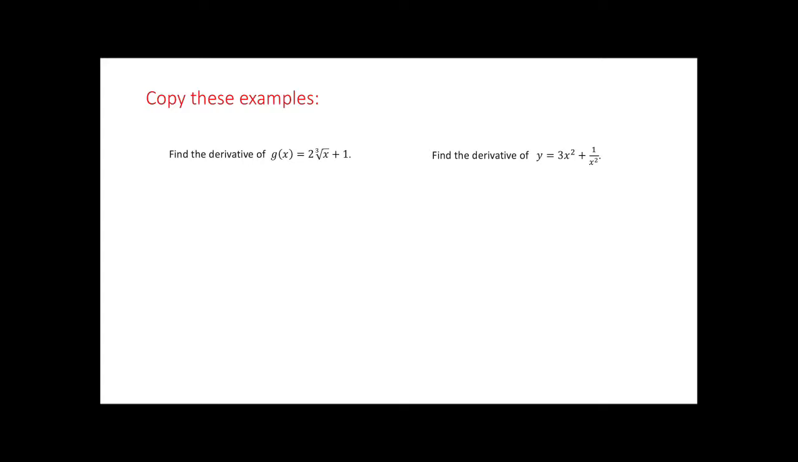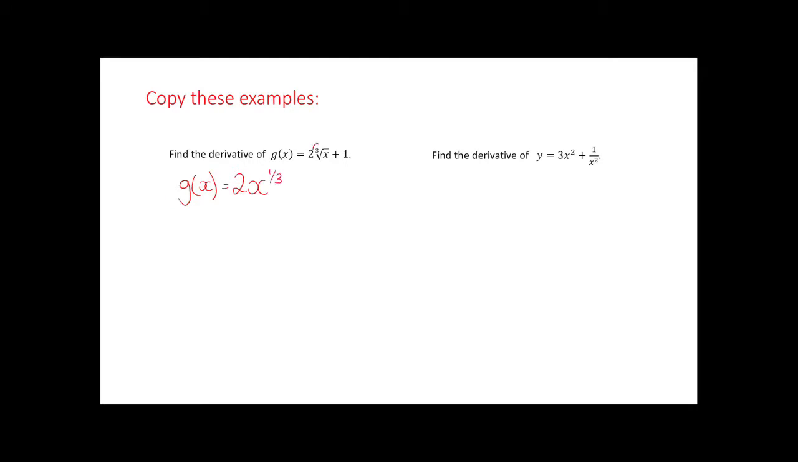So for this first example, we've got g of x equals 2 cubed root x plus 1. That cubed root of x isn't what we're used to, so we're going to have to manipulate that a little bit. Notice that our function this time is g of x, so you can treat that the same as f of x, but just write it as g of x. If we've got 2 and then the cubed root of x, thinking back to our laws of indices from last year, what we have is 2x to the power a third.